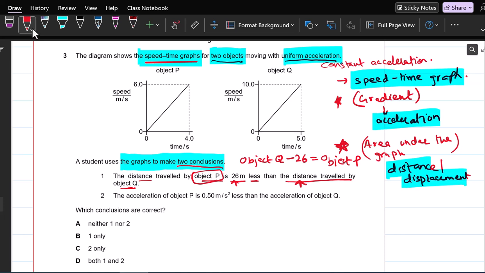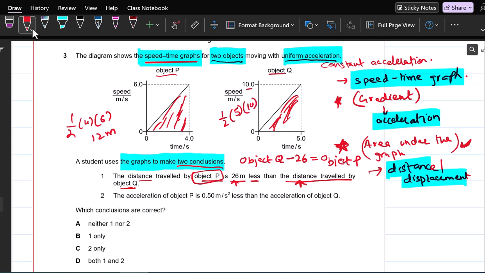So it is a speed-time graph, so you have to find the area under the graph to find the distance. This is the area for object P. Here is the area for object Q. You can see object P: 1/2, base is 4, height is 6, distance is going to be 12 meters here. Here 1/2, base is 5, height is 10. So it will be 25.